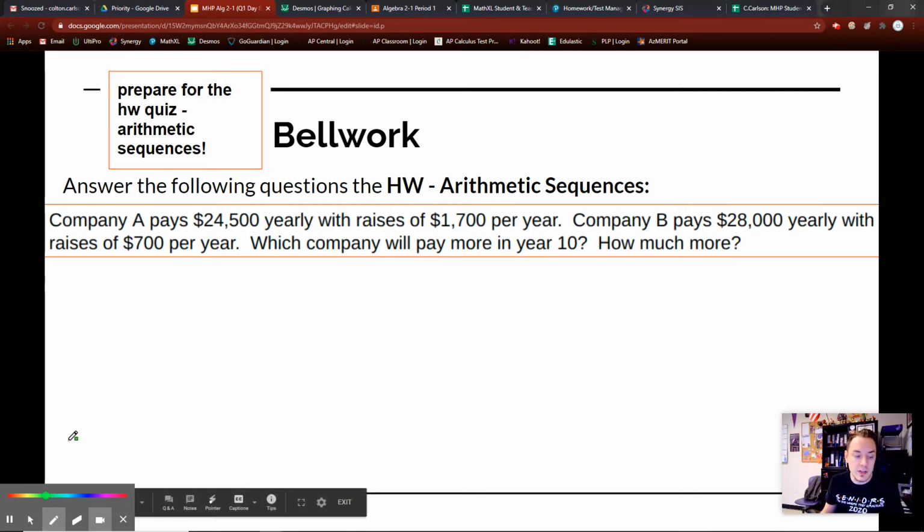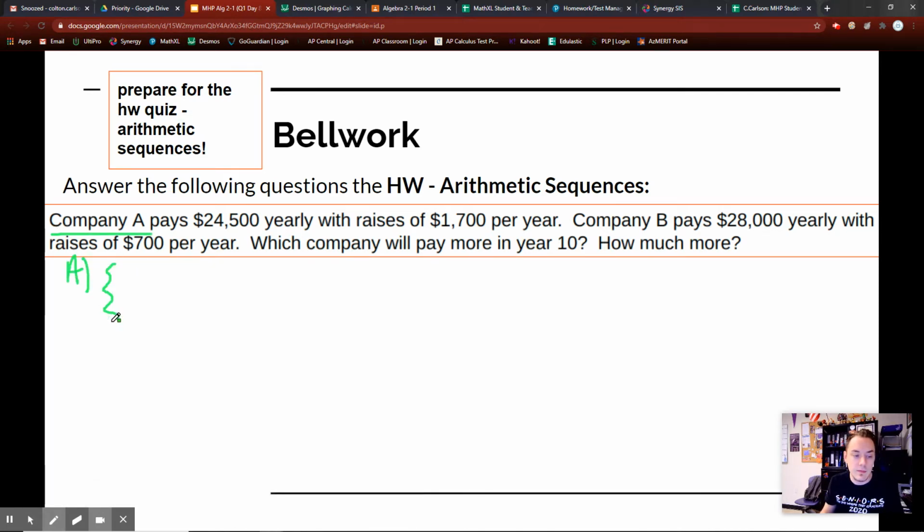Let's get to it. The first thing you see is company A. So company A pays its employees $24,500 yearly with raises of $1,700 per year. So the first thing I notice is 24,500 yearly. If I got hired there, I start out with that much. So this is 24,500. And then my common difference, what it increases every single year, is this $1,700 per year.